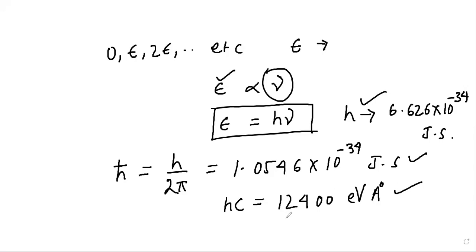So that was the second postulate. The third postulate is about the number of such harmonic oscillators in the enclosing wall of the container. The number of oscillators emitting a particular energy follows the Maxwell Boltzmann distribution law. So these harmonic oscillators follow the Maxwell Boltzmann distribution law. Let us discuss what that is.